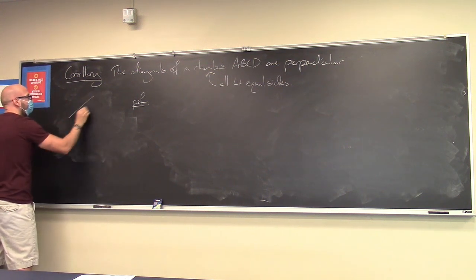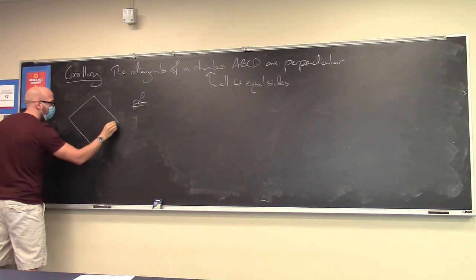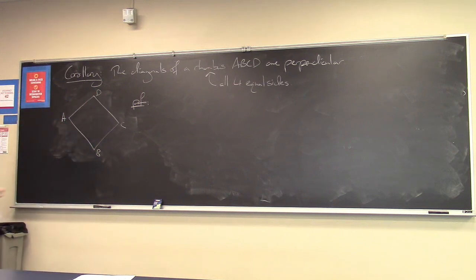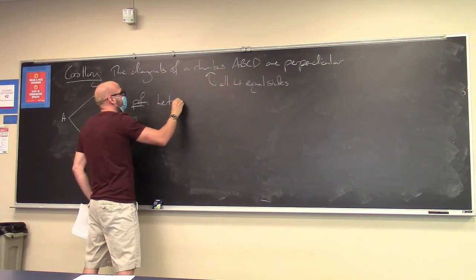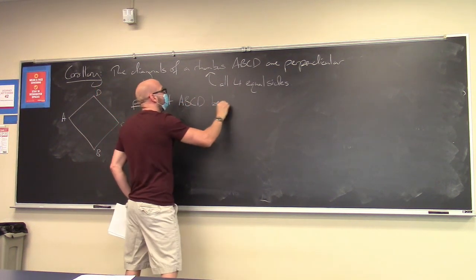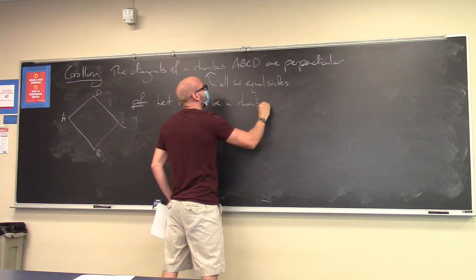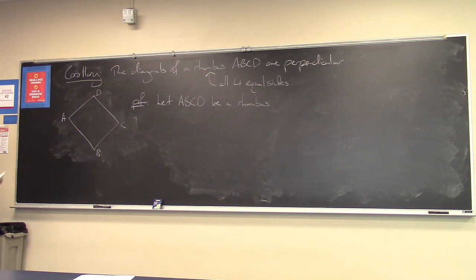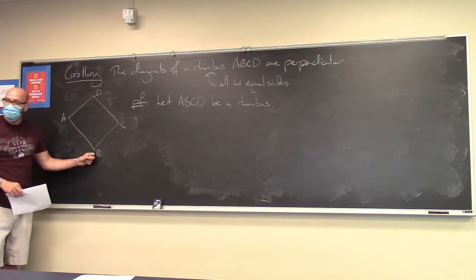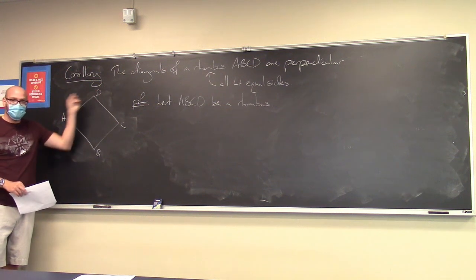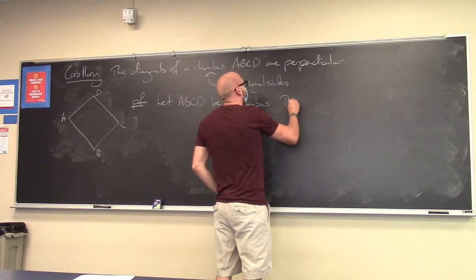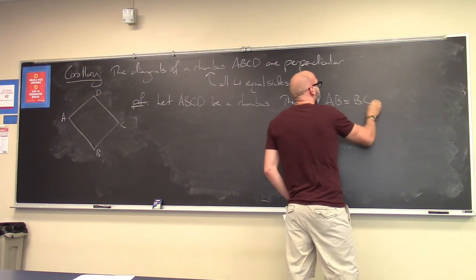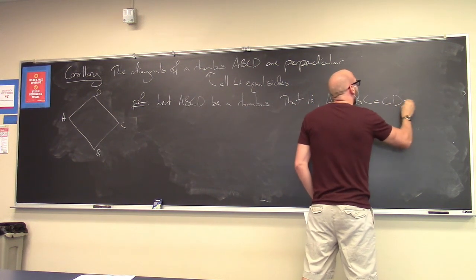So here's A, B, C, D again. And we'll just start off our proof by saying let ABCD be a rhombus. And we'll state again exactly what that means. If ABCD is a rhombus, that means side AB is the same length as side BC, same length as side CD, and so on, right? So that is AB equals BC equals CD equals DA.